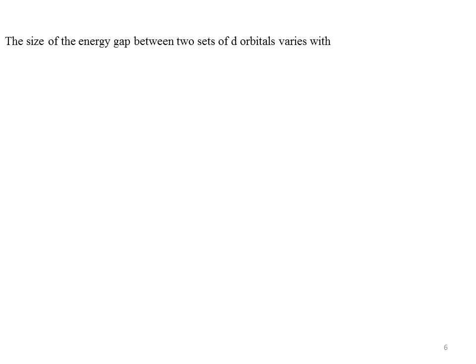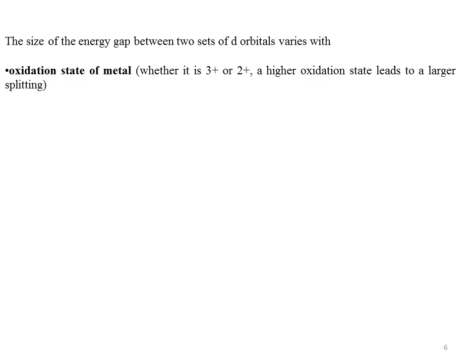When we talk about the size of the energy gap between two sets of the orbitals, it varies with oxidation state of the metal. The higher the oxidation state of the metal, the more the splitting, while a lower oxidation state of the metal will lead to less splitting of the d orbitals.